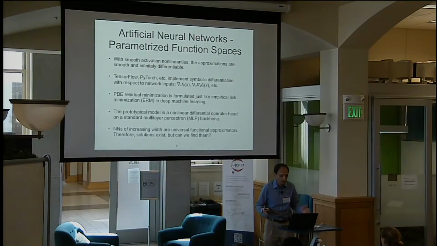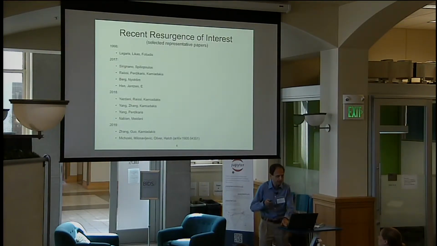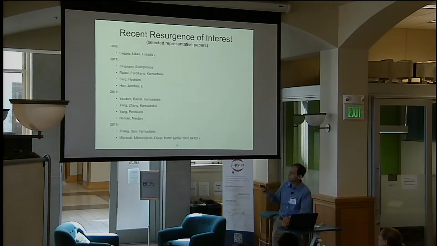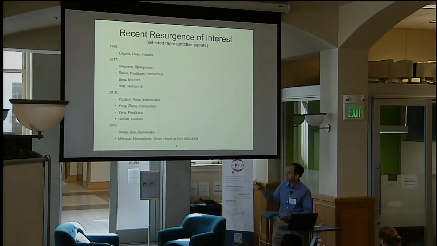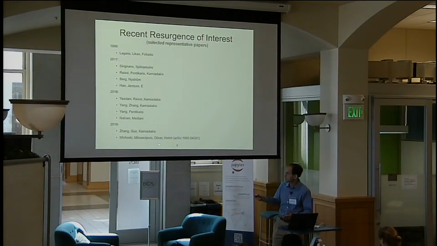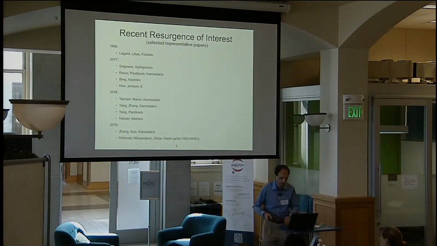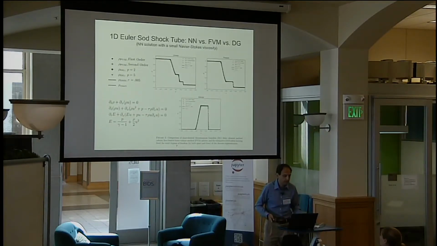Neural networks of increasing width are universal functional approximators. We know that there is a parameter vector that solves the PDE, but can we find these solutions? That's the central question. And let me just mention that this idea was proposed more than 20 years ago, but then there's been a recent resurgence of interest. And I'm just listing some representative references. Ours just came out on arXiv a little while ago.